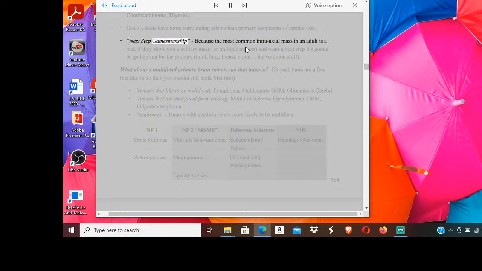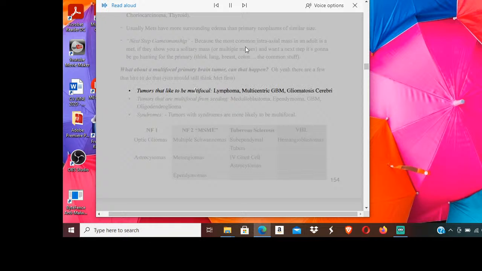Next step, gamesmanship, because the most common intraaxial mass in an adult is a Met. If they show you a solitary mass or multiple masses, and want a next step, it's going to be go hunting for the primary, think lung, breast, colon, the common stuff. What about a multifocal primary brain tumor? Can that happen? Oh yeah, there are a few that like to do that. You should still think Met first.